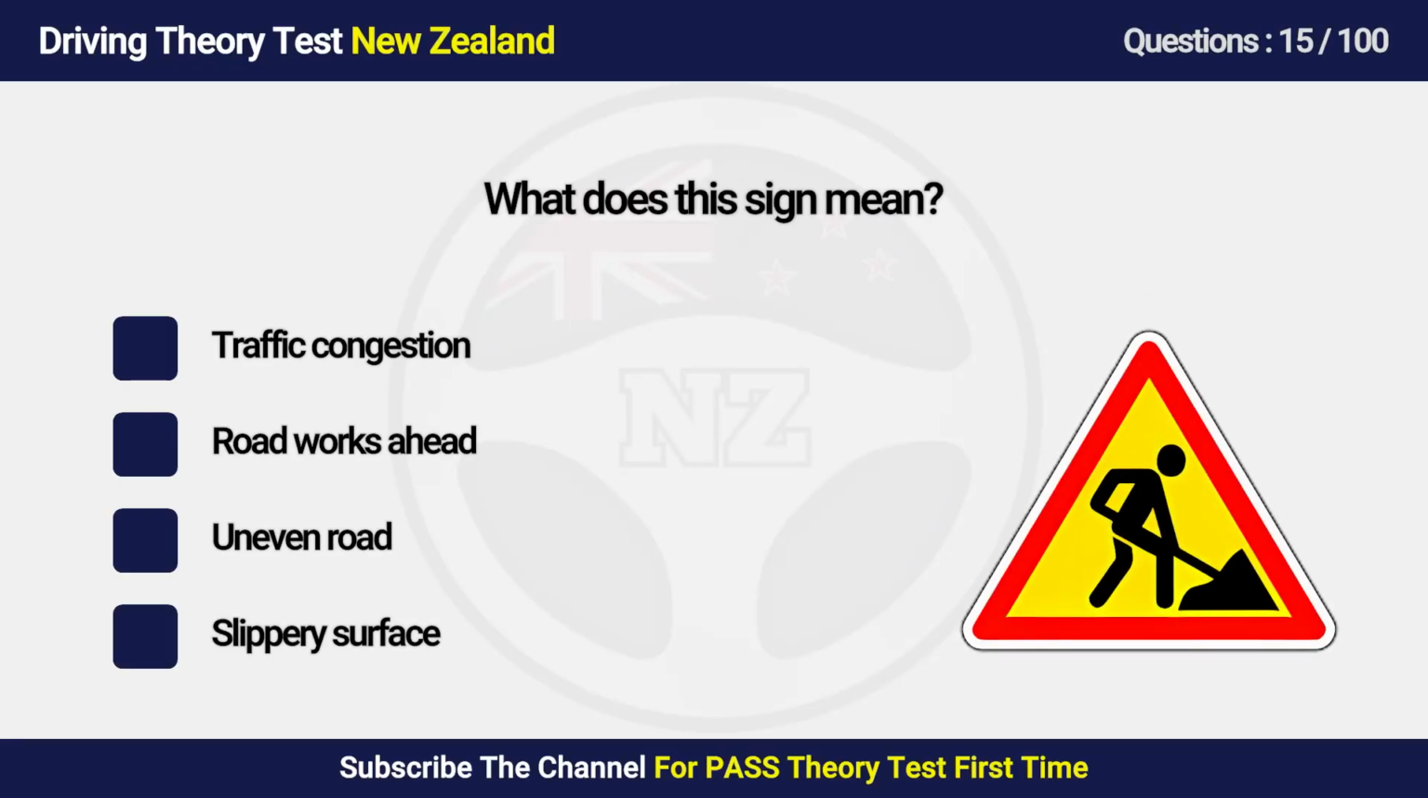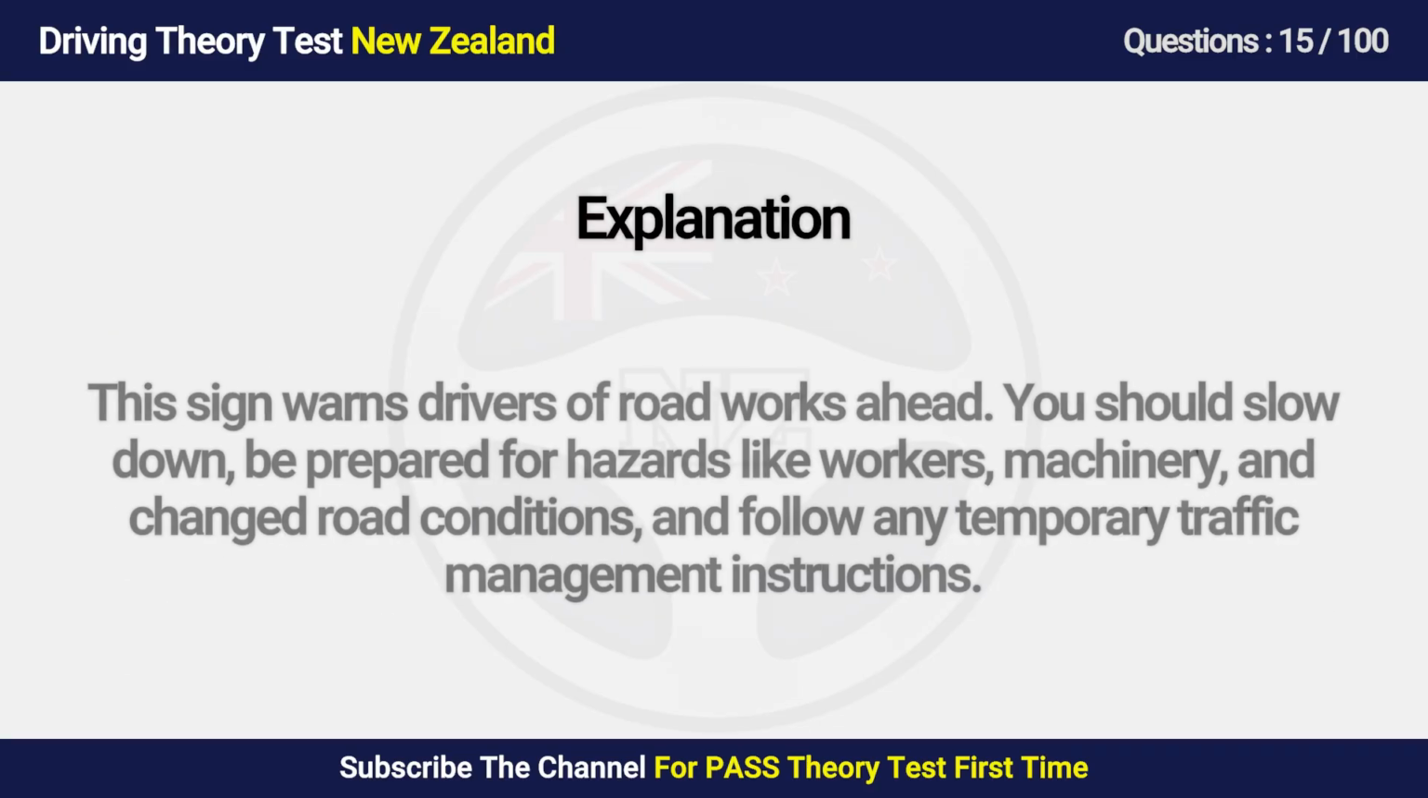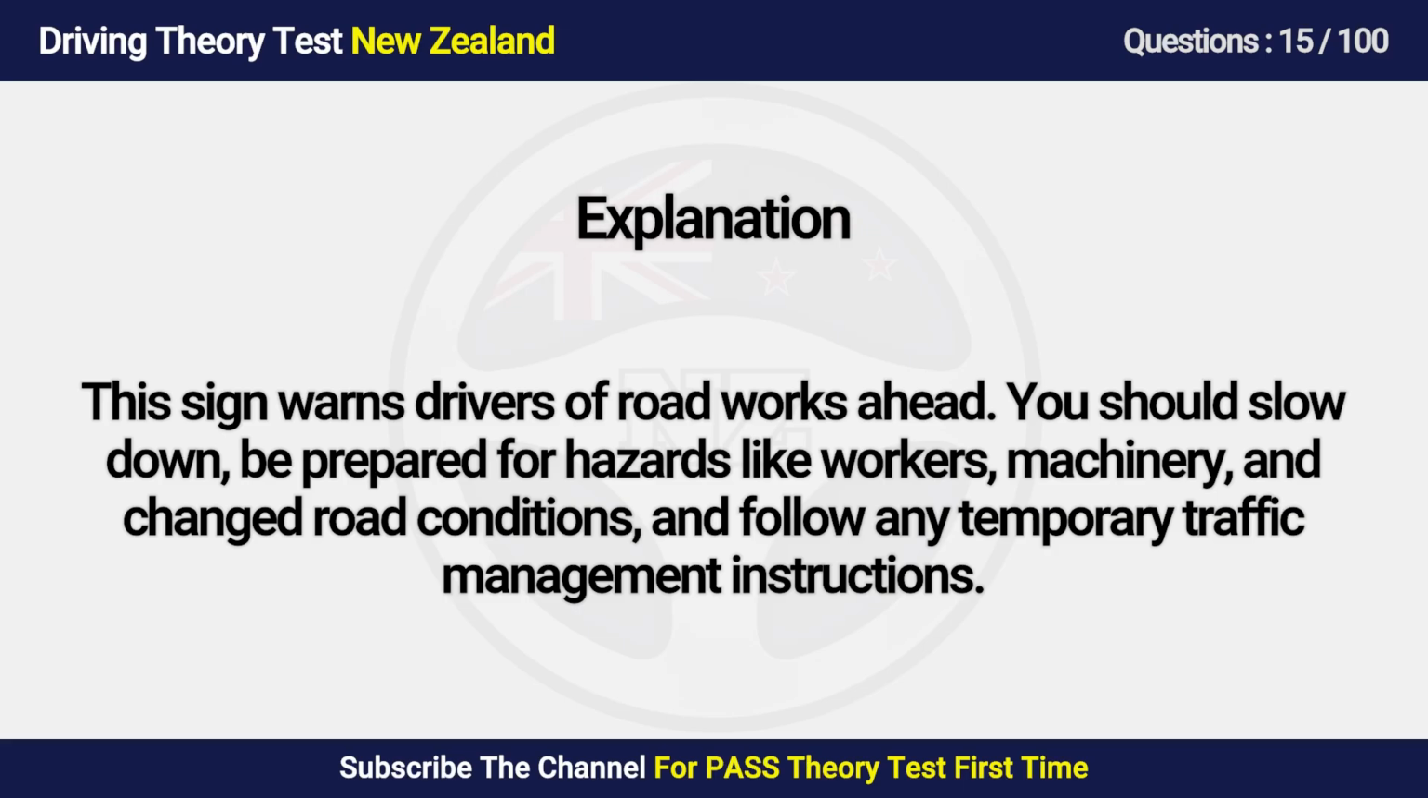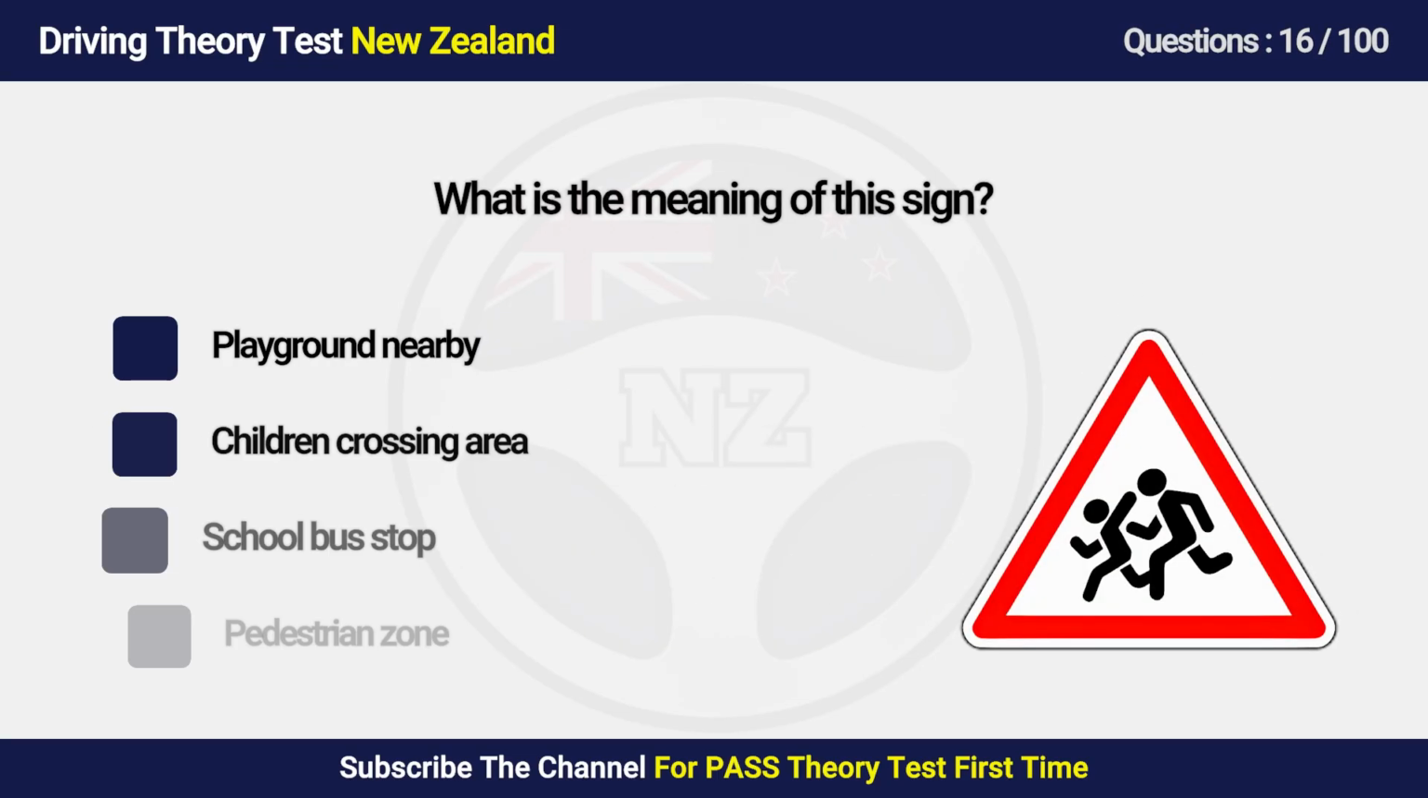A. Traffic congestion. B. Roadworks ahead. C. Uneven road. D. Slippery surface. Answer is B. Roadworks ahead. This sign warns drivers of roadworks ahead. You should slow down, be prepared for hazards like workers, machinery, and changed road conditions, and follow any temporary traffic management instructions. Question 16. What is the meaning of this sign?